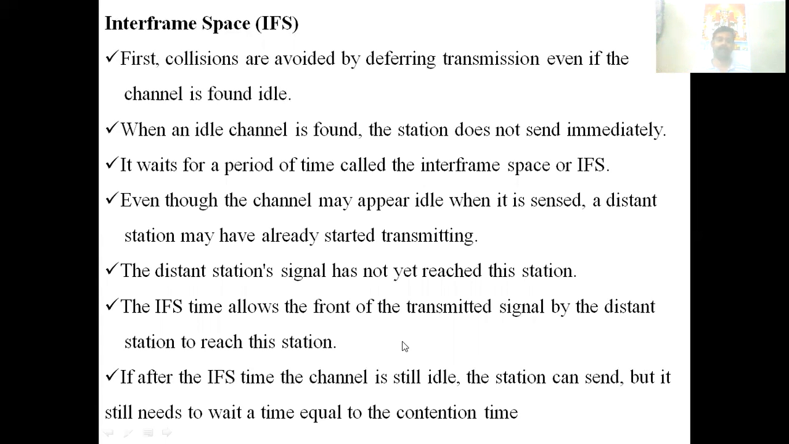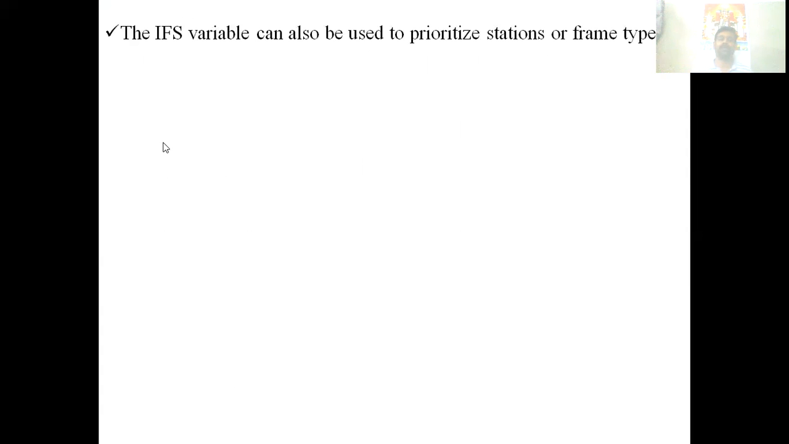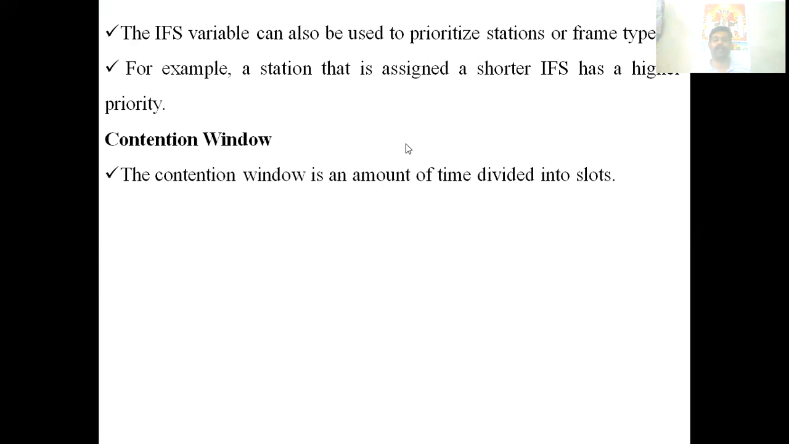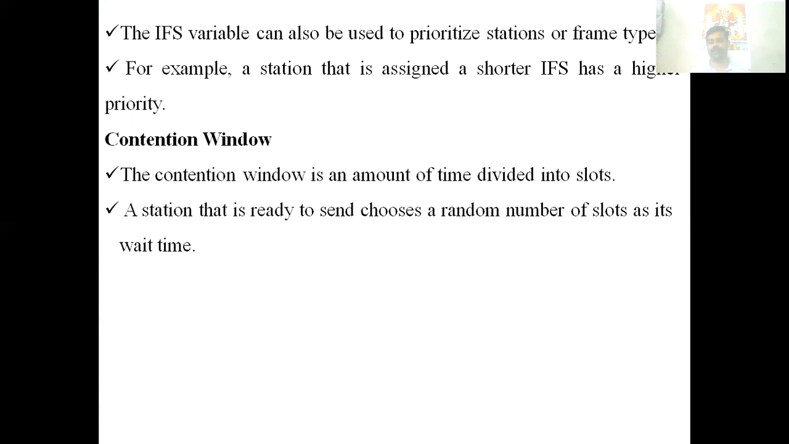If after the interframe space time the channel is still idle, the station can send, but it still needs to wait a time equal to the contention time. The interframe space is also used to prioritize the stations. For example, a station that is assigned a shorter interframe space has higher priority. Then the contention window is an amount of time divided into slots.